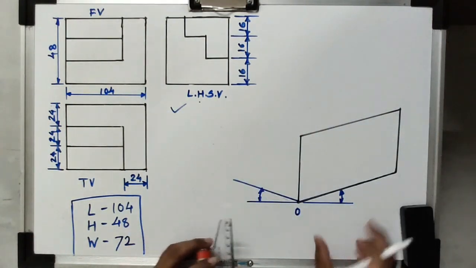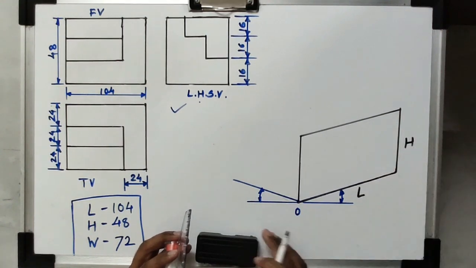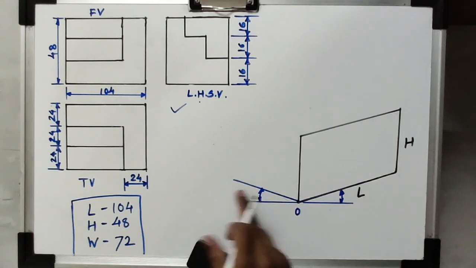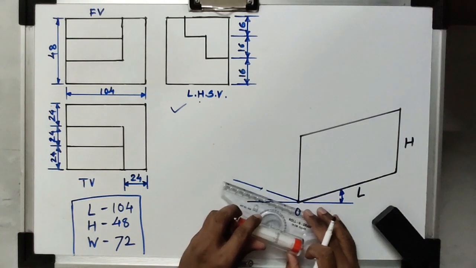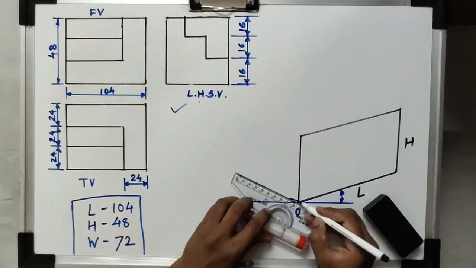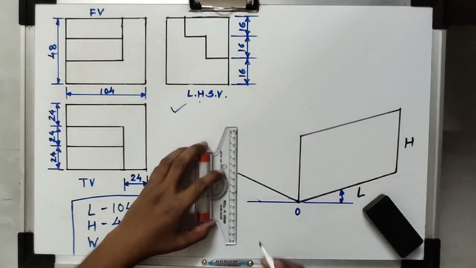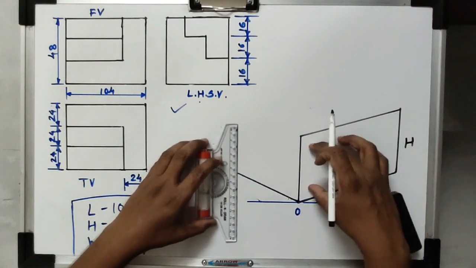Okay, now this is the length and this is the height of the object. And obviously the third dimension, which is nothing but the width, 72 mm, will be represented on the next inclination line. For the time being I will rub this. Now the length of the object, 72 mm, will be represented on the left side inclination line. And from this end point we have to represent the overall height of the object, that is 48 mm.